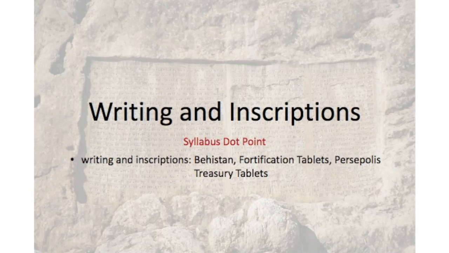Hi students, today what we talk about is the writing and inscriptions of the Persian society during the time of Darius and Xerxes. This falls under the syllabus dot point that you can see on your screen, and importantly what we're going to talk about is the Behistun inscription, the fortification tablets, and the Persepolis treasury tablets. And these are some of the key sources that we have as ancient historians to start to understand life during this time.